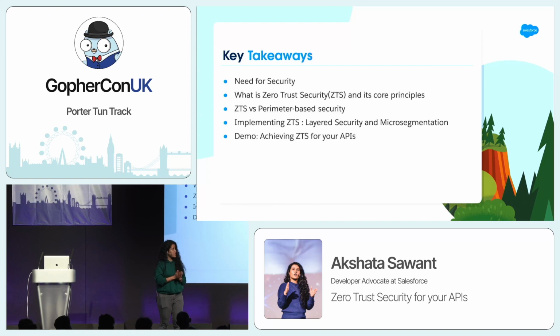Just like zero trust security, there are other models as well. You can do your own research on different security models, which suit best for your organization, for your security needs, and for how you're going to secure your APIs. We have also seen a quick demo regarding the security.